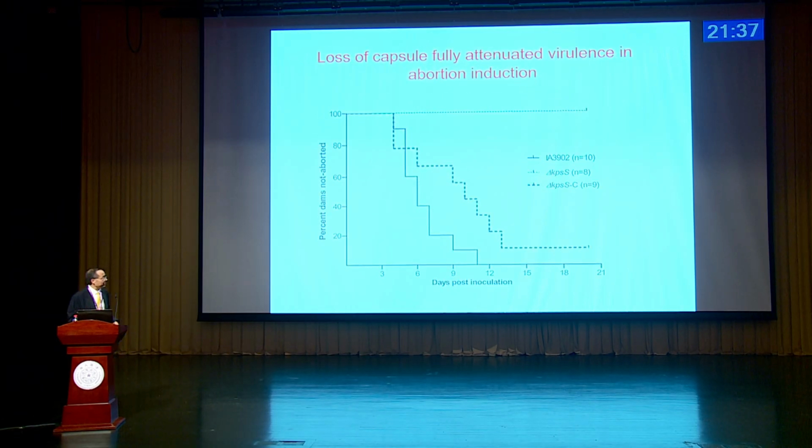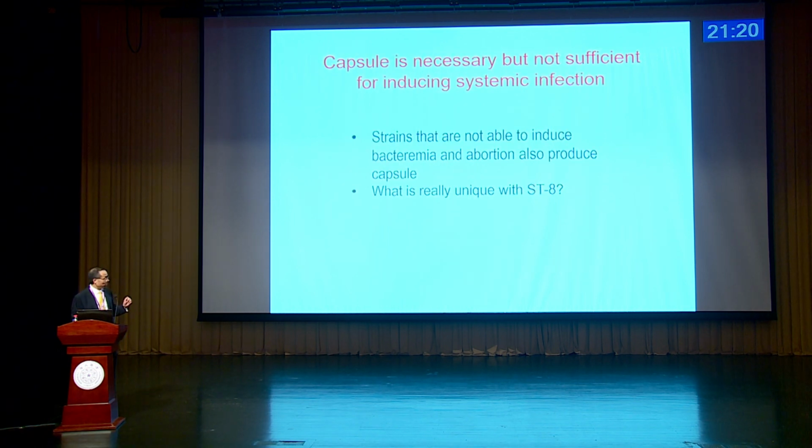And in the guinea pig model for abortion, when we knock out capsule, the strain completely lost the ability to induce clinical abortion. So that demonstrates capsule is required for the pathogenesis, but it's not sufficient. The reason is, this ST8 produced capsule, but that's not the only strain. We have many other strains not causing clinical disease in pregnant animals, but that also produce capsule. So this does not tell us the whole story. So we still wonder what is unique about ST8.